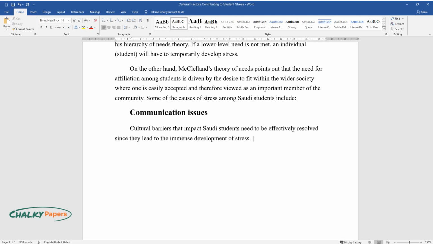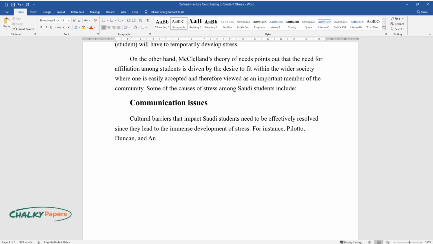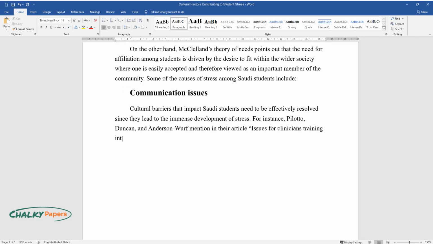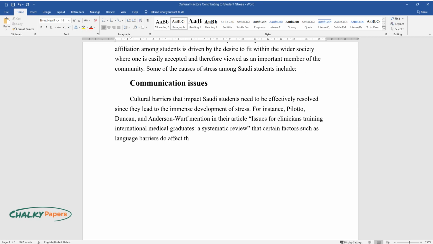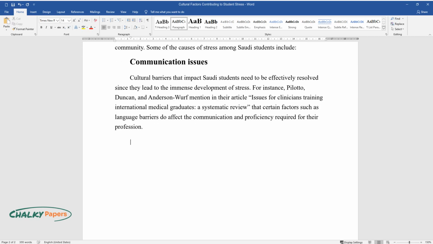Cultural barriers that impact Saudi students need to be effectively resolved since they lead to the immense development of stress. For instance, Pilato, Duncan, and Anderson Worf mention in their article Issues for Clinicians Training International Medical Graduates, a systematic review, that certain factors such as language barriers do affect the communication and proficiency required for their profession.